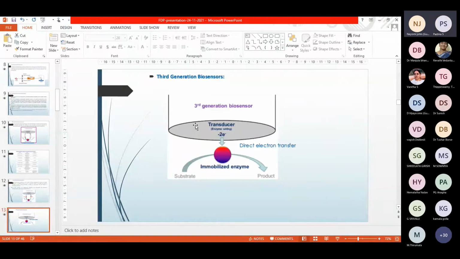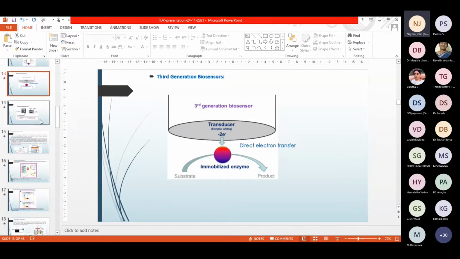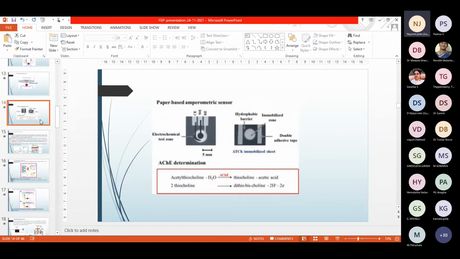Coming to the third generation biosensors, here the immobilized enzyme directly will take up the electrons from the transducer. So the transducer is losing the electrons. In turn, there is a change in the electricity. So that is with respect to the third generation amperometric biosensors.